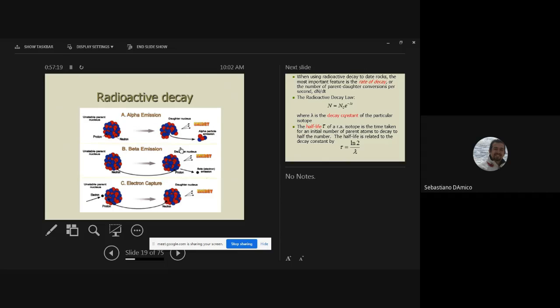So this is just for one atom, right? Into the matter, we do have a lot of those, okay? So the concentration of the parent elements, and the transformation in the concentration of the daughter elements, takes some time. We can measure this time and tell how old that stuff is, because it has taken that certain amount of time to transform from P, parent, to D, daughter elements. Okay?